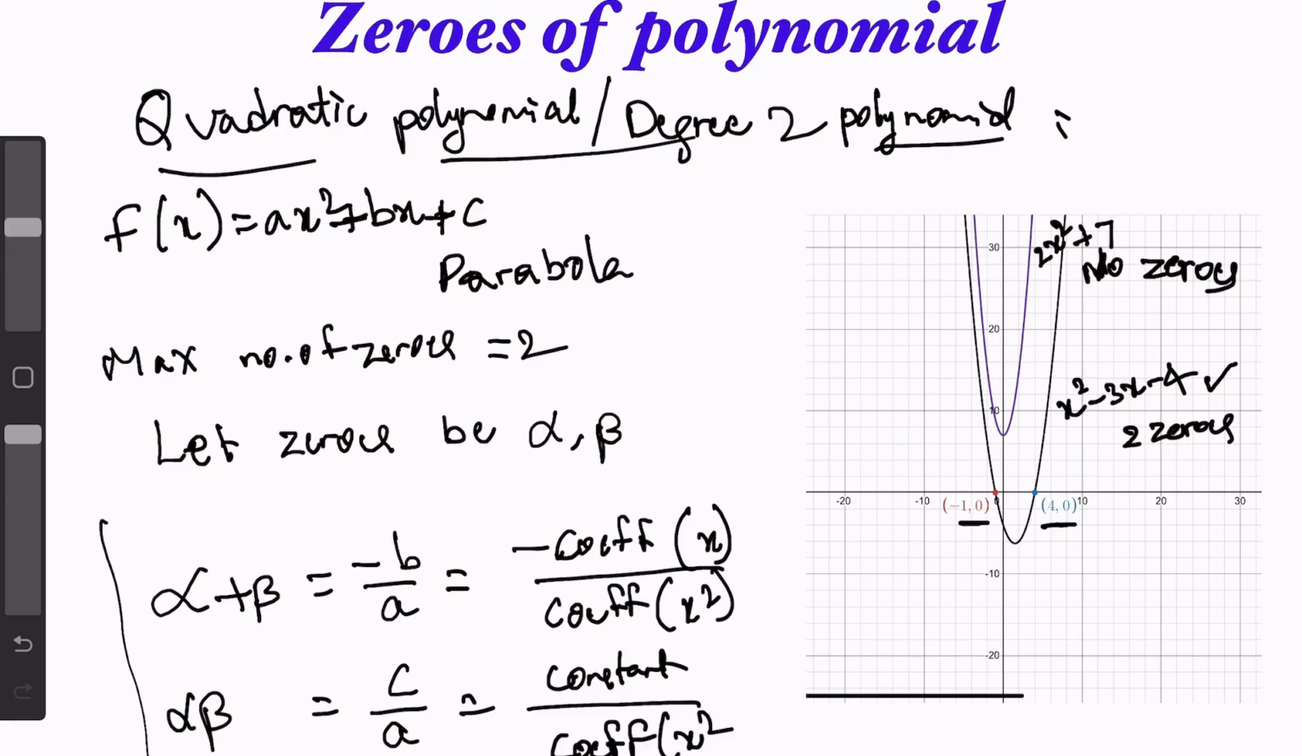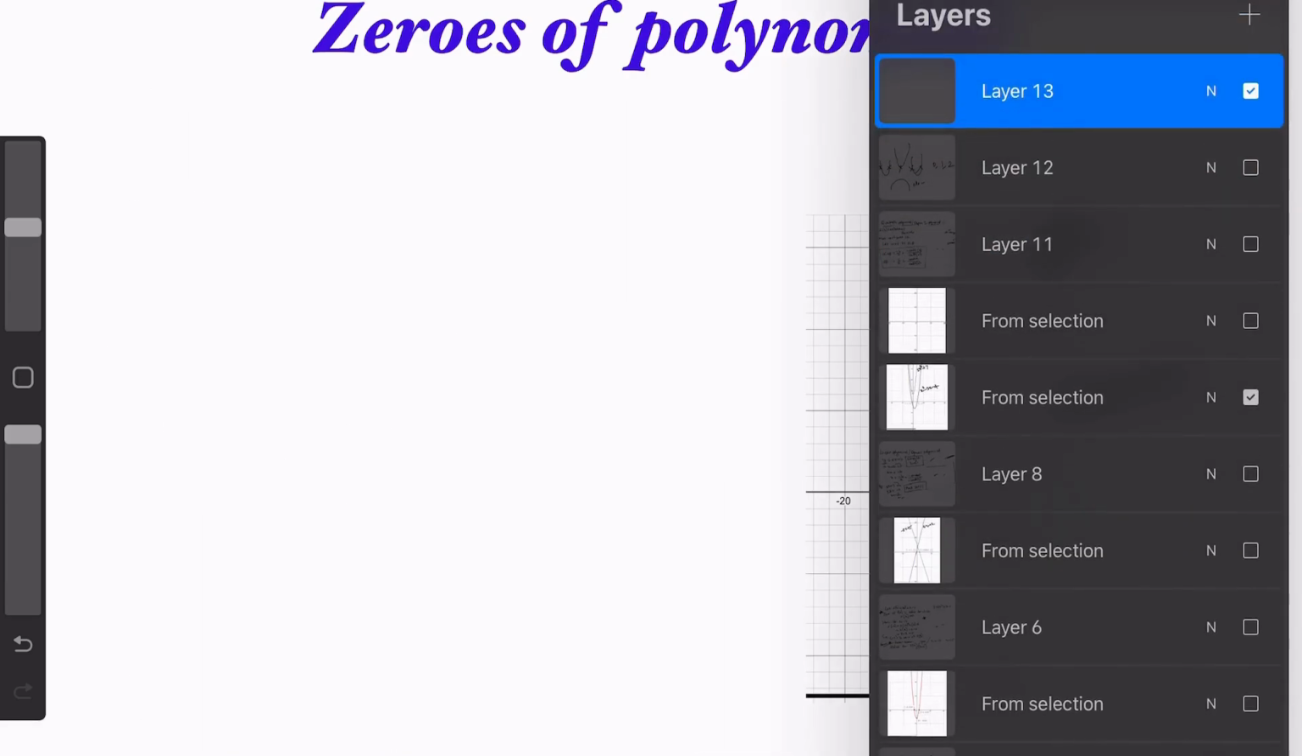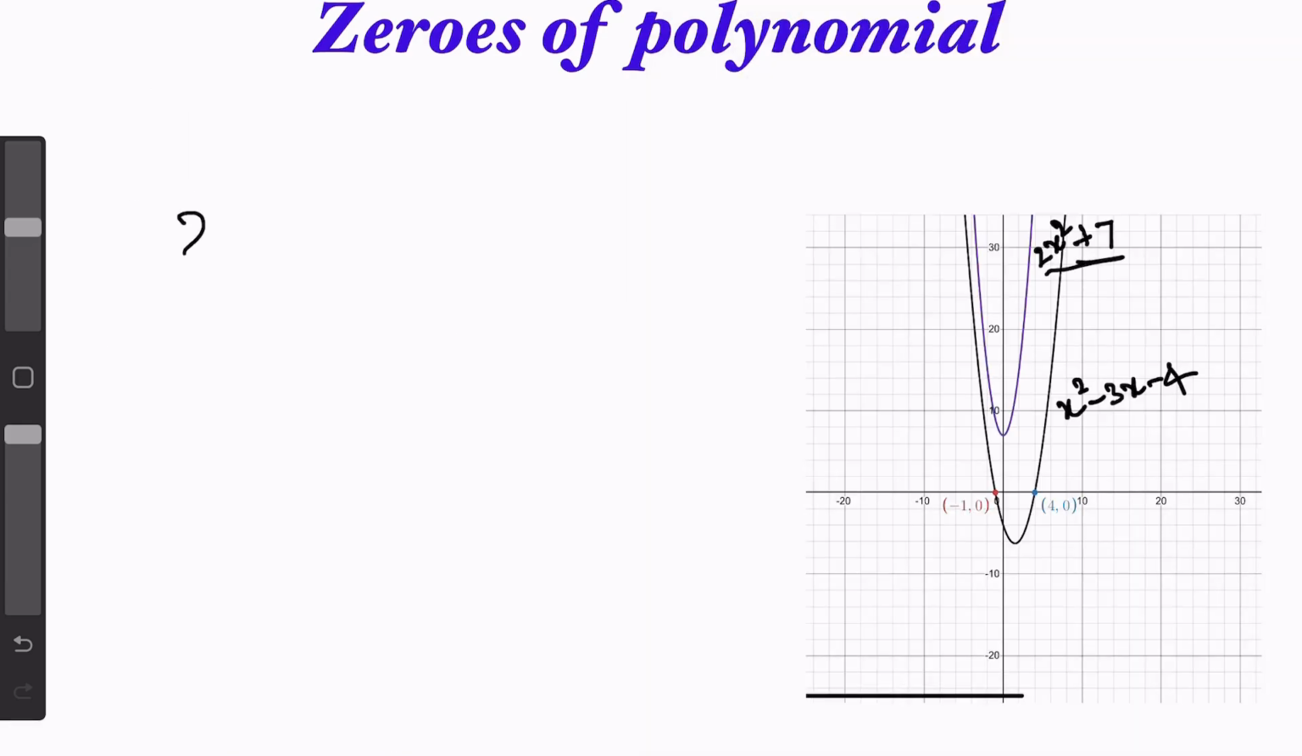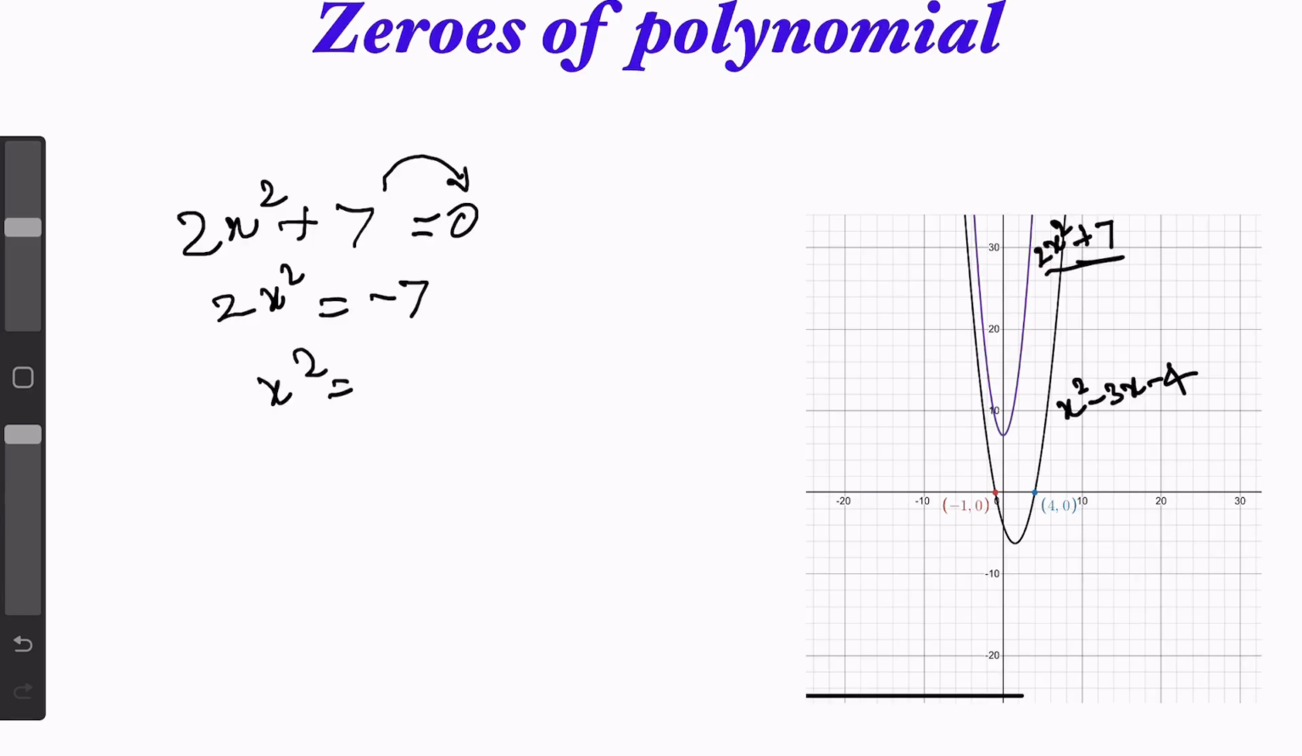These are very important. And some may have a doubt: the graph of 2x square plus 7 has no zeros, right? Why can't we solve that? Why can't it have zeros? Okay, let's see about that. Let's take the equation 2x square plus 7 equals 0. Let's solve this. Moving 7 to the other side, it becomes minus 7. x square equals minus 7 by 2. x equals plus or minus root of minus 7 by 2.